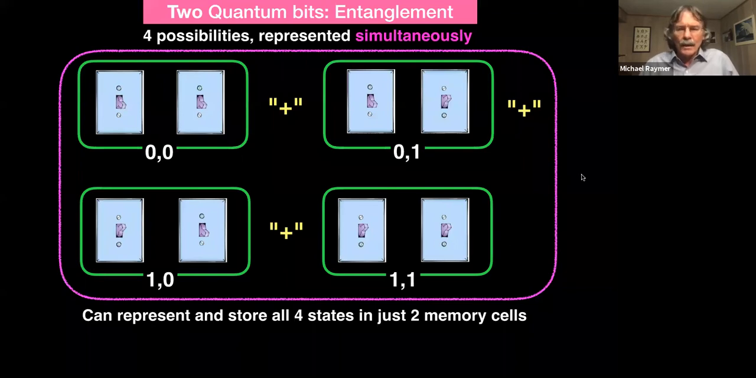So there's four possible states, which are mutually exclusive, but I can make a quantum superposition state that has a non-zero probability to observe any of these four possibilities if I make a measurement of the two qubits. And I can represent all of these simultaneously with different levels of probability for each one. Whereas in classical physics, you could only represent one of these states with a given pair of switches.